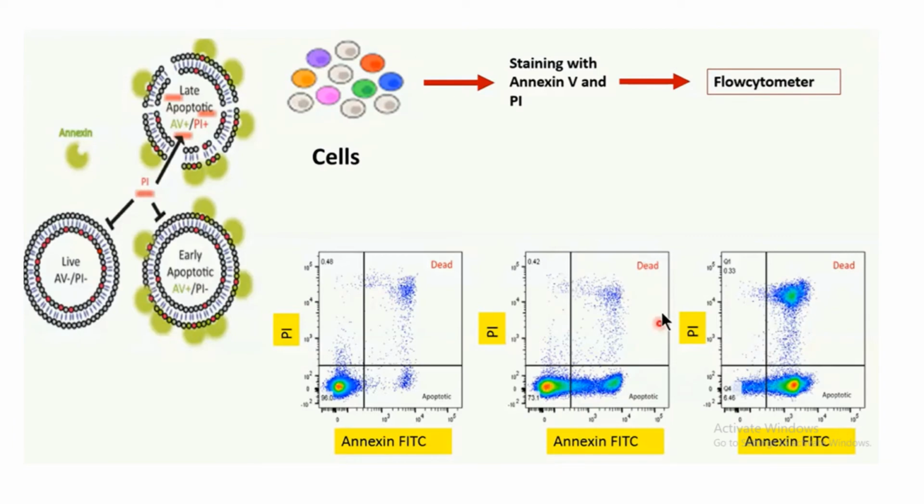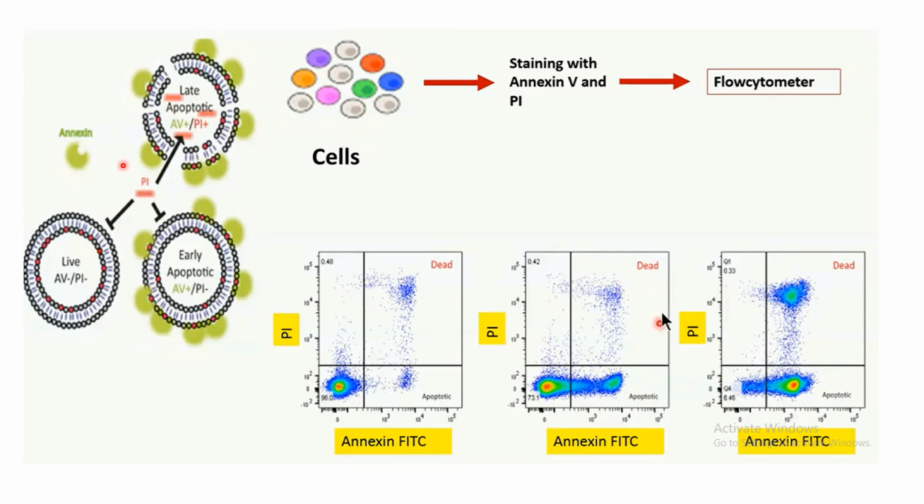Another interesting application of flow cytometry is analysis of apoptosis. This is also a very interesting application, and it is actually a pathway where programmed cell death is occurring, and we can analyze it by flow cytometry.